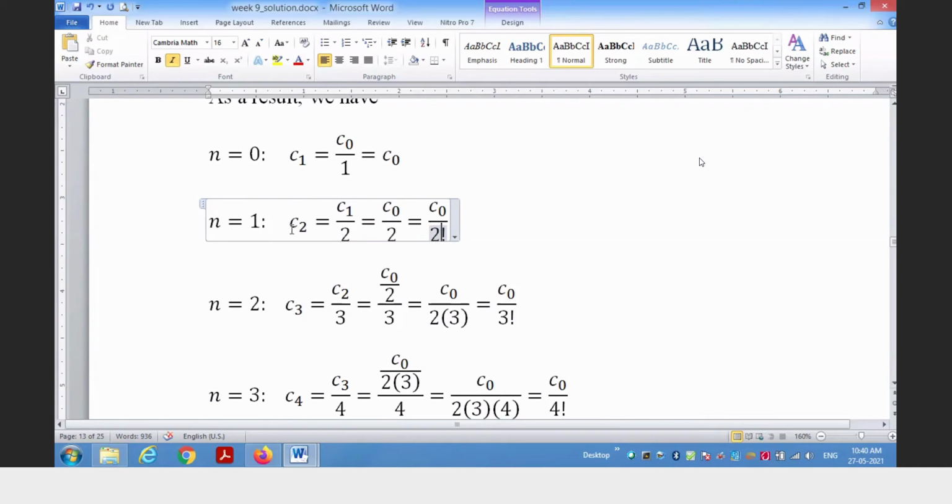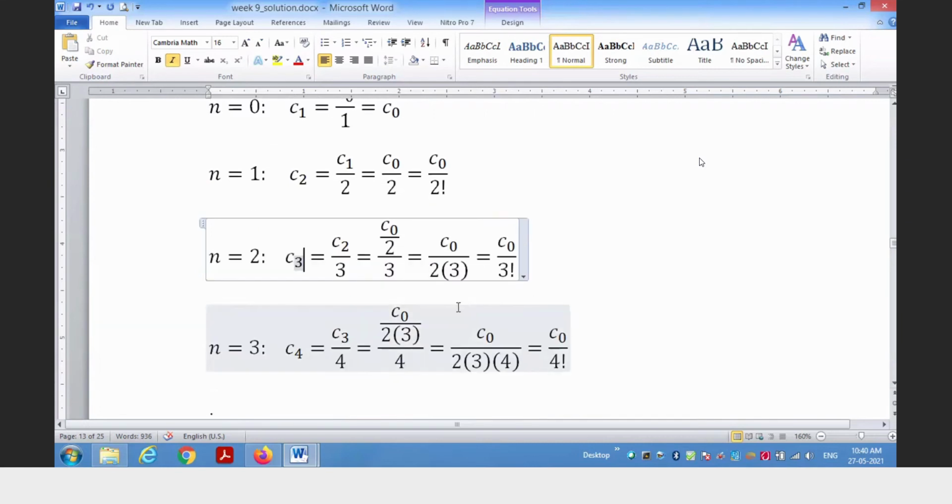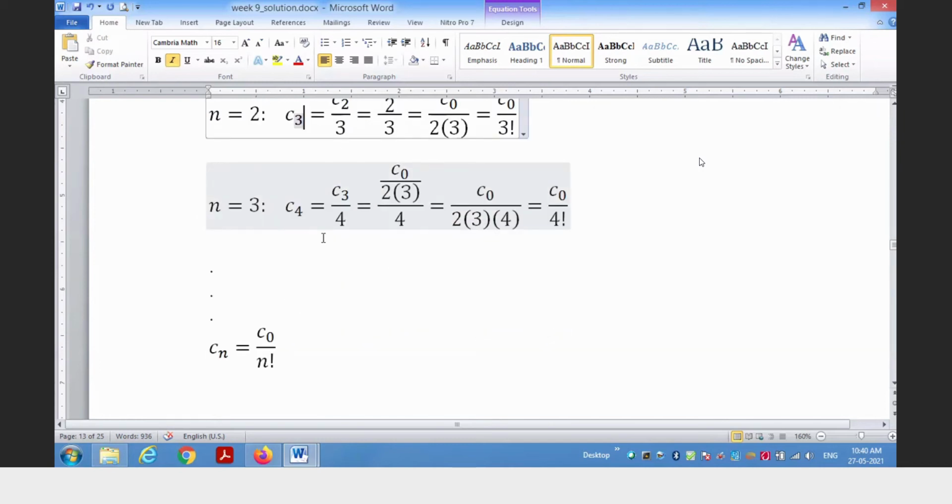Now when we have C2 there, we have C0 over 2 factorial. C3 equal to C0 over 3 factorial, C4 equal to C0 over 4 factorial. From this we can conclude that Cn will be C0 over n factorial. C4, 4 factorial, C3, 3 factorial, so Cn will be C0 over n factorial. So this is the general form for Cn.